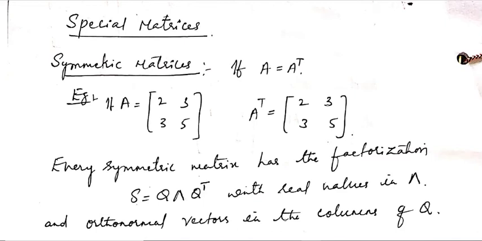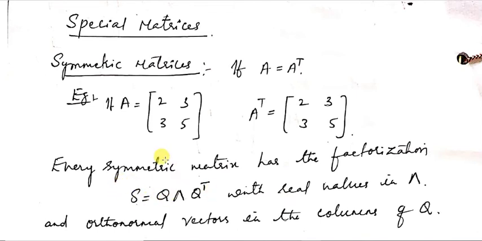With respect to the symmetric matrix, we have an important theorem called the spectral theorem, which is given by: every symmetric matrix has the factorization S is equal to Q lambda Q transpose, with real values in lambda and orthonormal vectors in the columns of Q. So this is called the spectral theorem with respect to the symmetric matrix.